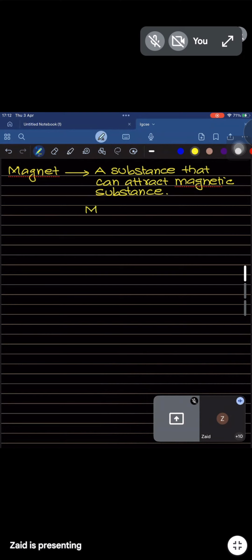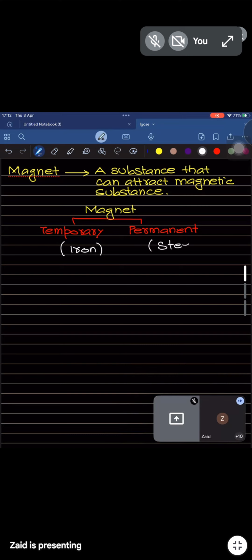So we have come across two types of magnets. Magnets are either temporary or permanent. We usually have a temporary magnet as iron. Okay, iron, when you remove the magnet from it, is going to lose its magnetic property. A permanent magnet is going to be steel.